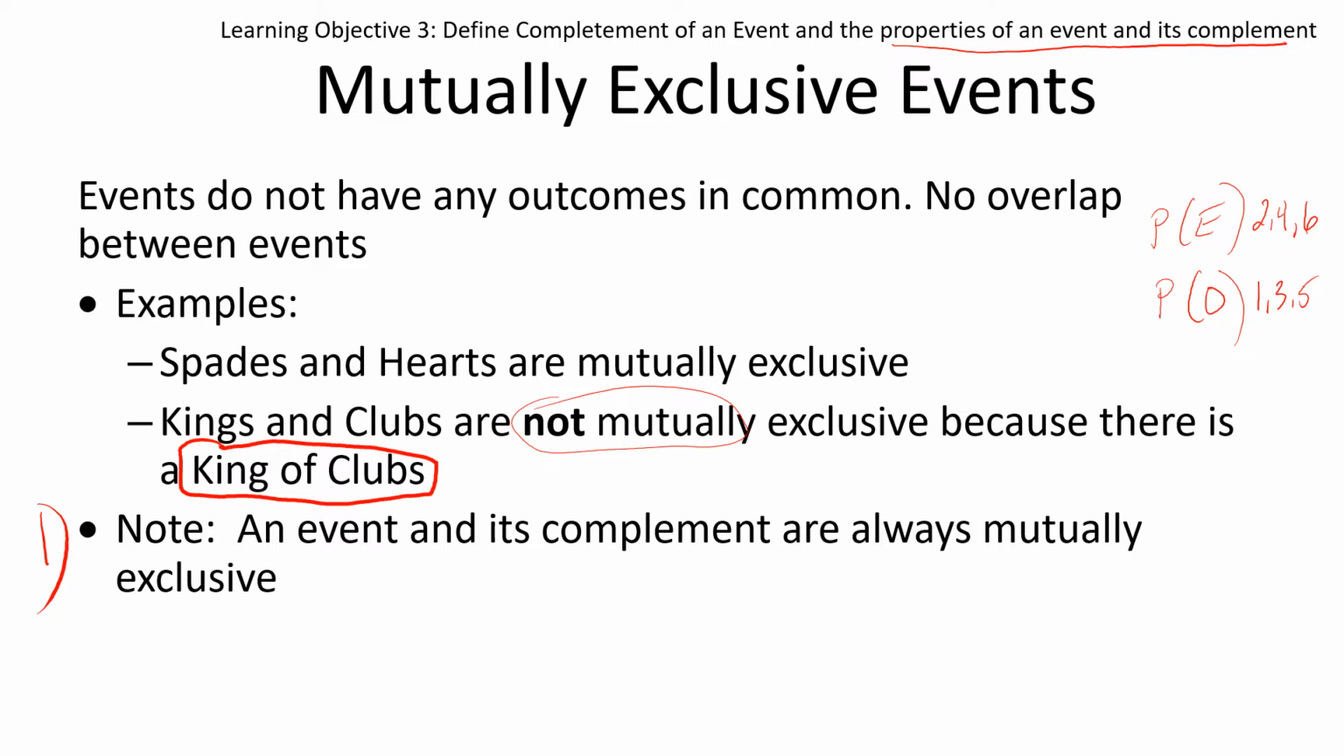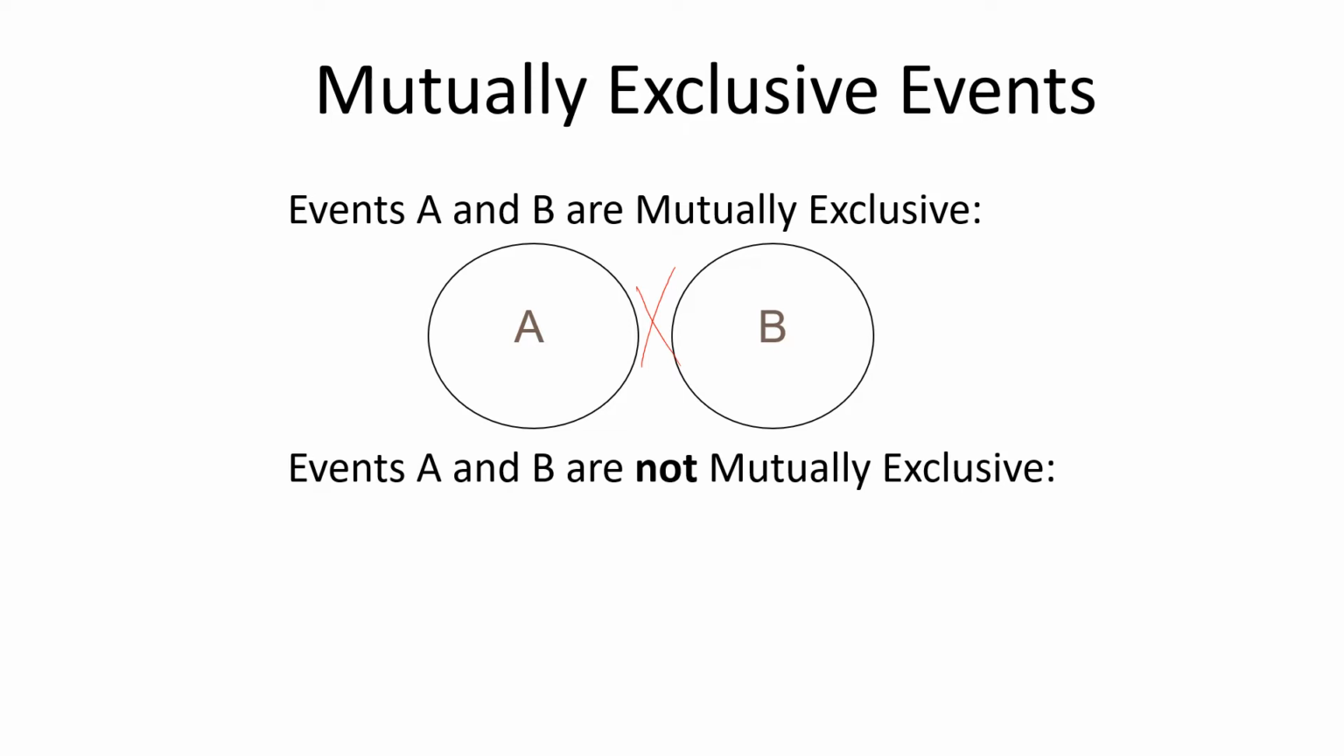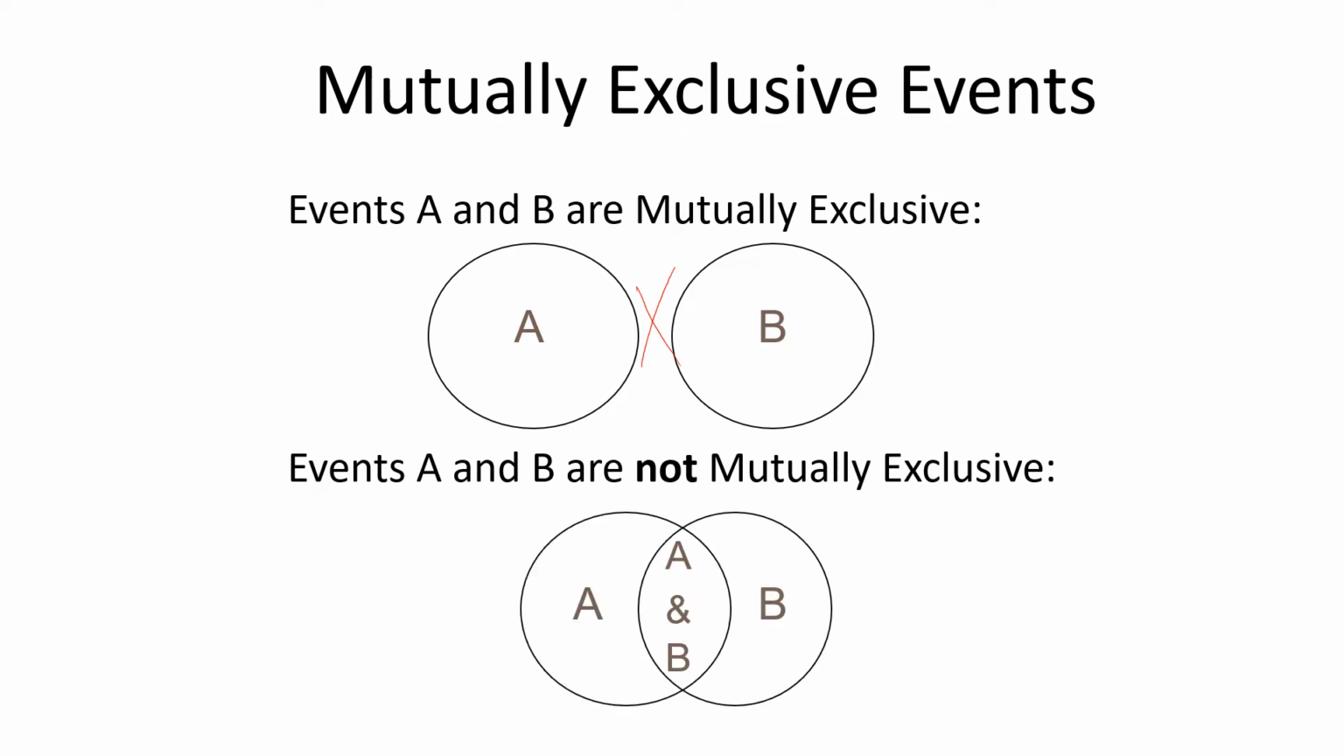Let's look at a visual representation of an event and its complement. First, you've got A, whatever it is we're looking for. Then you've got B. There is no overlap. There's nothing that is in both groups, so these are mutually exclusive. However, if we're looking at A and B where there is a section that's both A and B, those are not mutually exclusive.